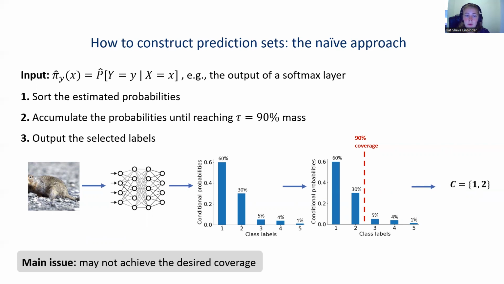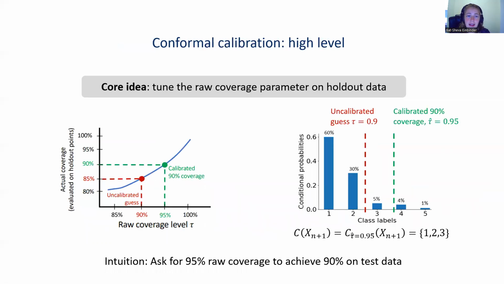This is because we don't know if our estimated probabilities are close to the real ones. We don't know how good our classifier is. That is why we need conformal calibration. We would want to tune the raw coverage parameter on holdout data. For example, let's say we want to achieve 90% coverage. We compute the actual coverage evaluated on holdout points, and we see that in order to achieve 90% coverage, we need to ask for 95%. That is why for the previous example, we also need to include label number 3 in our calibrated prediction set.